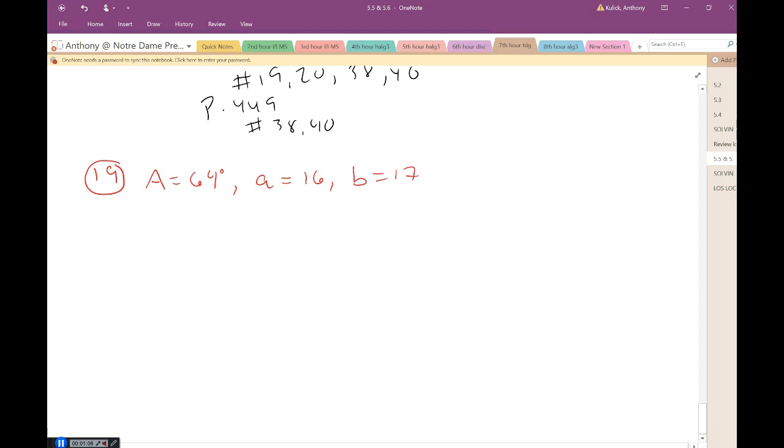All right. So for 19, we notice that if we try to draw a picture of this, well, we know that the side opposite that angle.